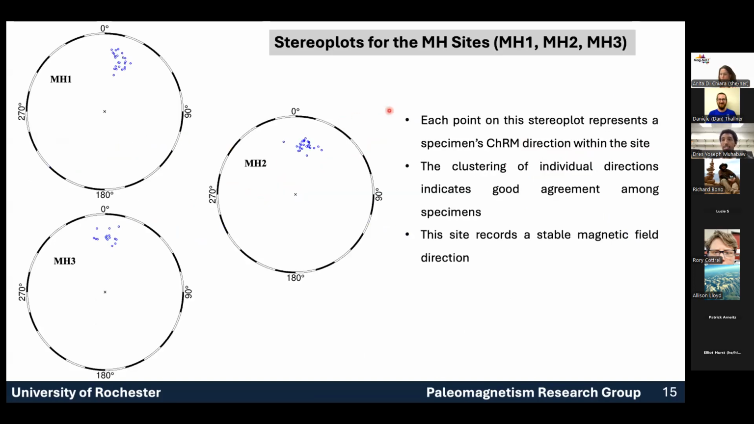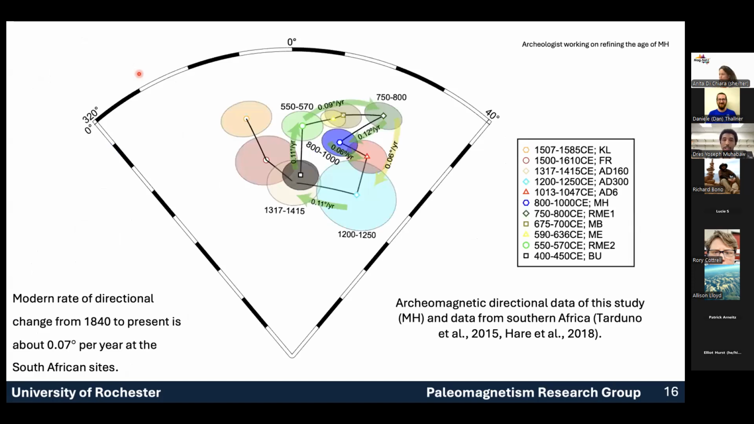So for this image, we have three sites, and we can see the distribution of poles in these sites, and all these sites have good clustering. We effectively identified the characteristic remanent directions for these sites, then we calculated the overall direction, and then we incorporated our new data into the existing paleosecular variation paths to see if any change in directions is observed.